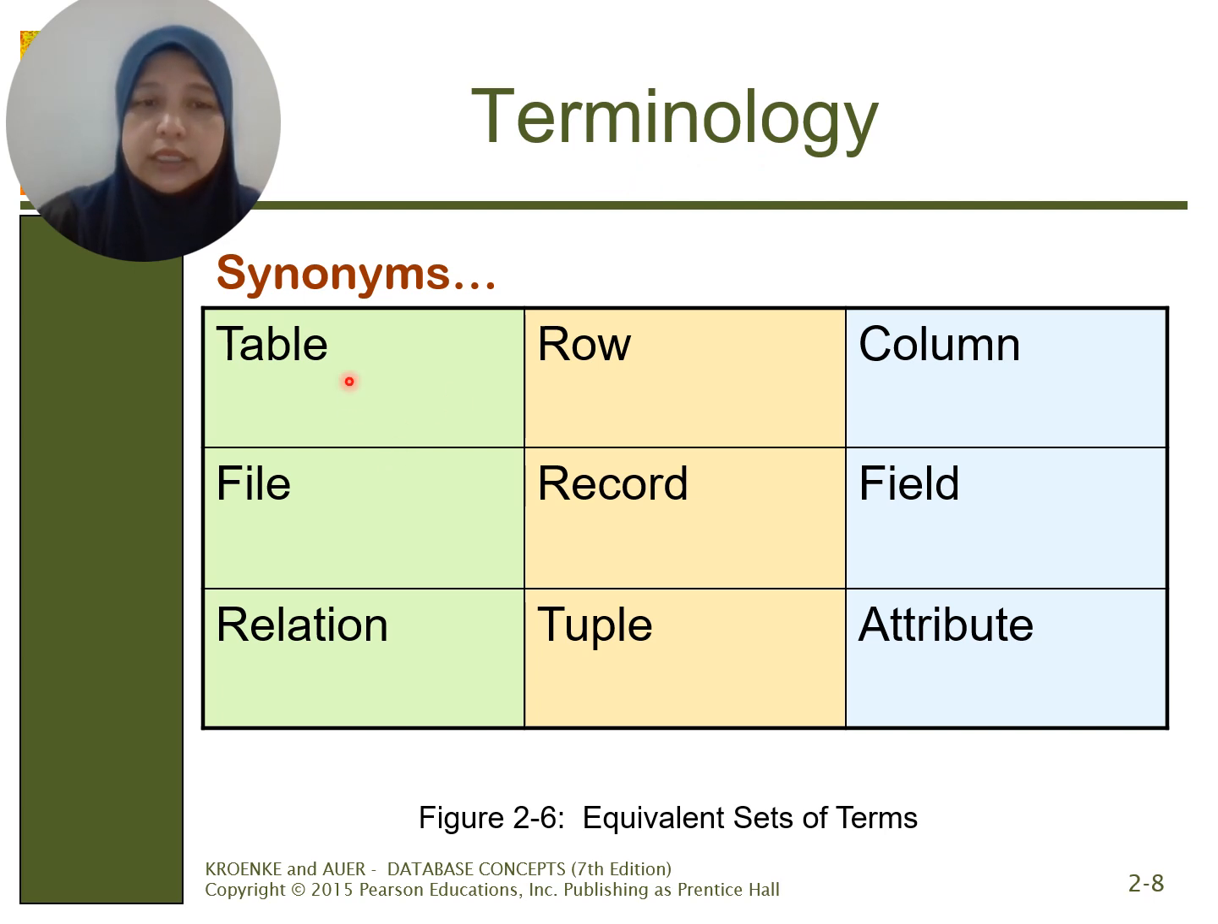So when you say table, we have three types: table, file, relation. When we use the term table, we term it as row and column. When we term it as file, we call it record and field: column is field, row is record. When we term it as relation, the row becomes tuple, and the column we term as attribute.